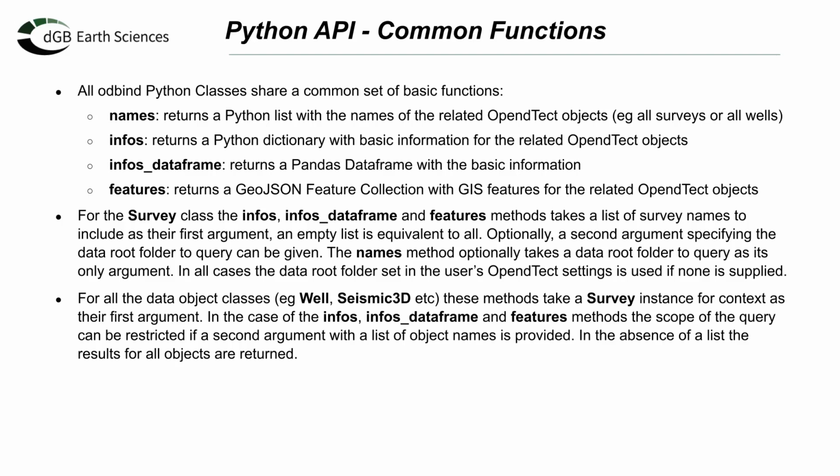In the case of the survey object, the method arguments are the base data folder, and for the last 3 methods, a list of surveys to include. If neither is provided, then the current user's last base data folder and all surveys is the context. In the case of the data objects, things like wells, seismic 3D, etc., the method arguments are a survey object and an optional list of object names to include.